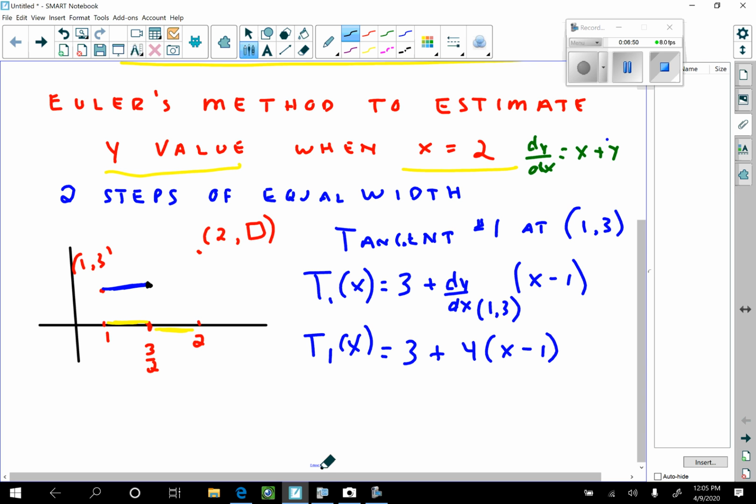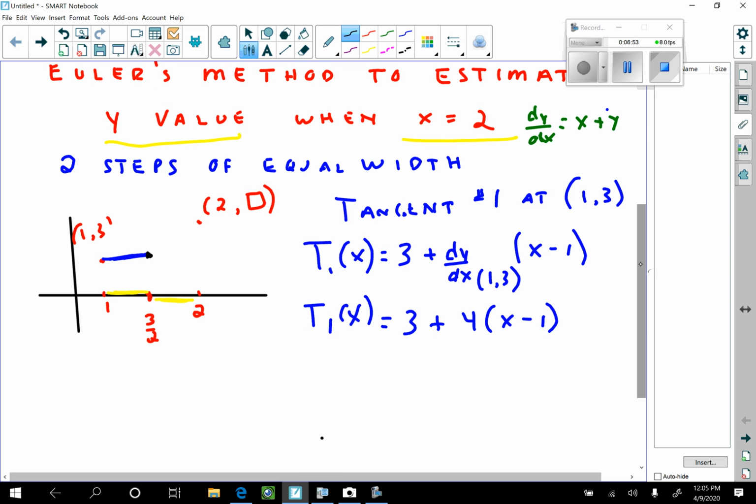Let's extend the page down here a little bit, please. Okay. And so what I want is this first tangent line at 3/2, because I want to find this point right there. Plus 4 times 3/2 minus 1, and I want that output. Well, I think it's easy to see. 3/2 minus 1 is 1/2, times 4 is 2, plus 3 is equal to 5.